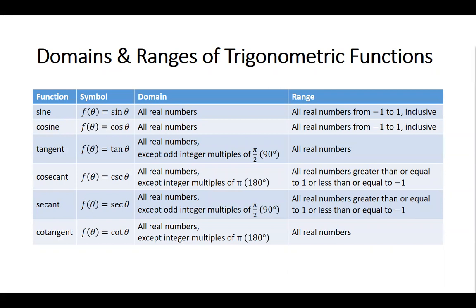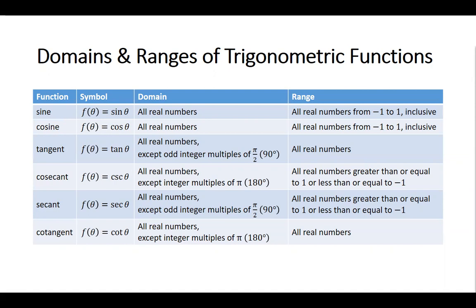Tangent, the domain is all real numbers except for odd integer multiples of pi/2. Pi/2, remember, is 90 degrees. So 90 degrees, 270 degrees, -90 degrees, -270 degrees. And the problem there is you end up with a divide by 0. So it doesn't exist at those points, but the range is all real numbers from -infinity to +infinity.